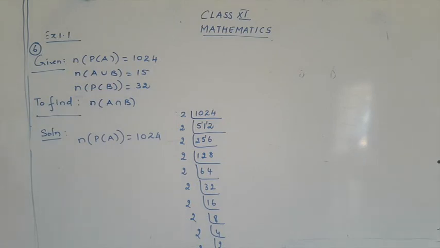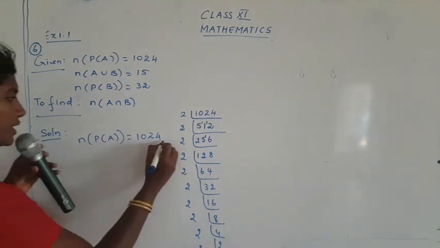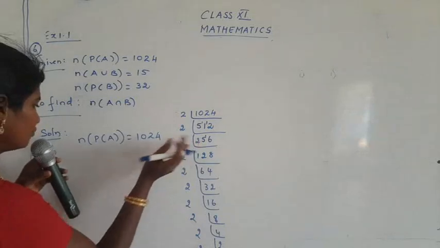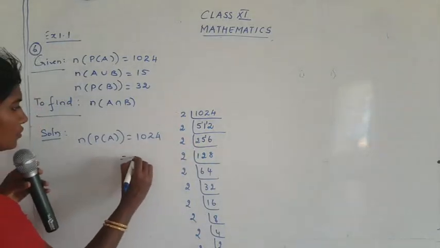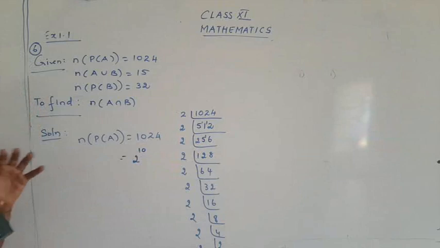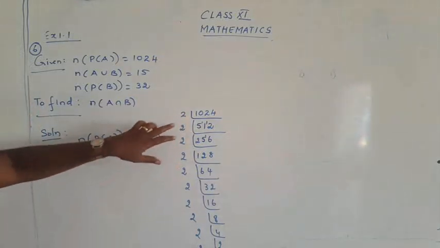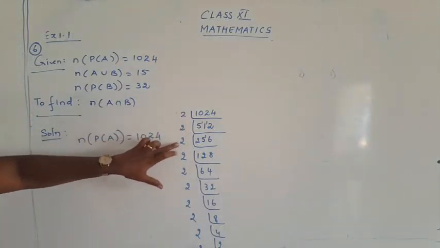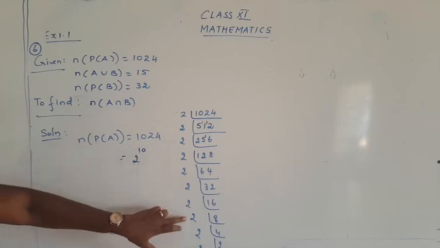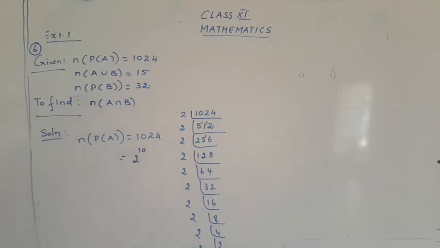So now you are going to write 1024 as a power of 2. So this becomes 2 raised to 10. That's 1, 2, 3, 4, 5, 6, 7, 8, 9, 10. So n of P of A is equal to 1024, which is written as 2 raised to 10, 2 to the power 10.